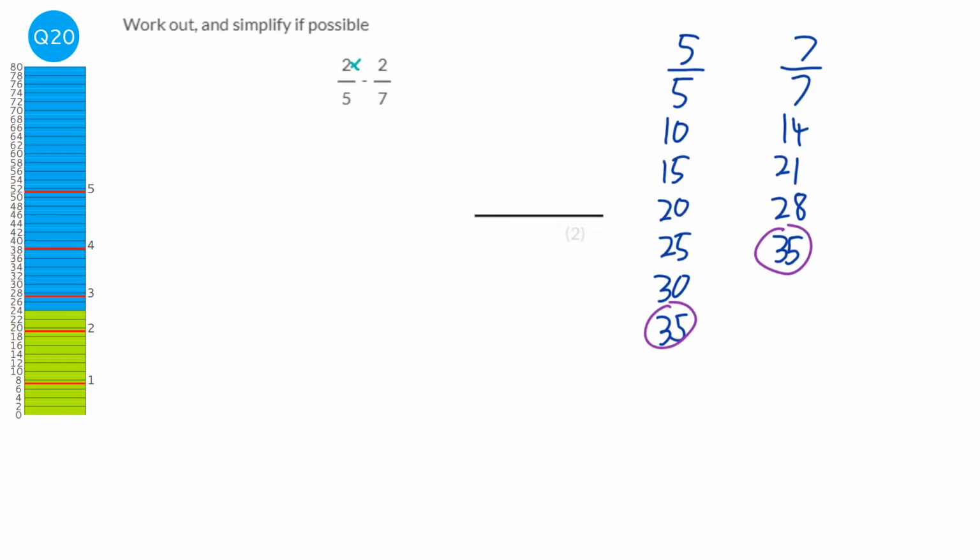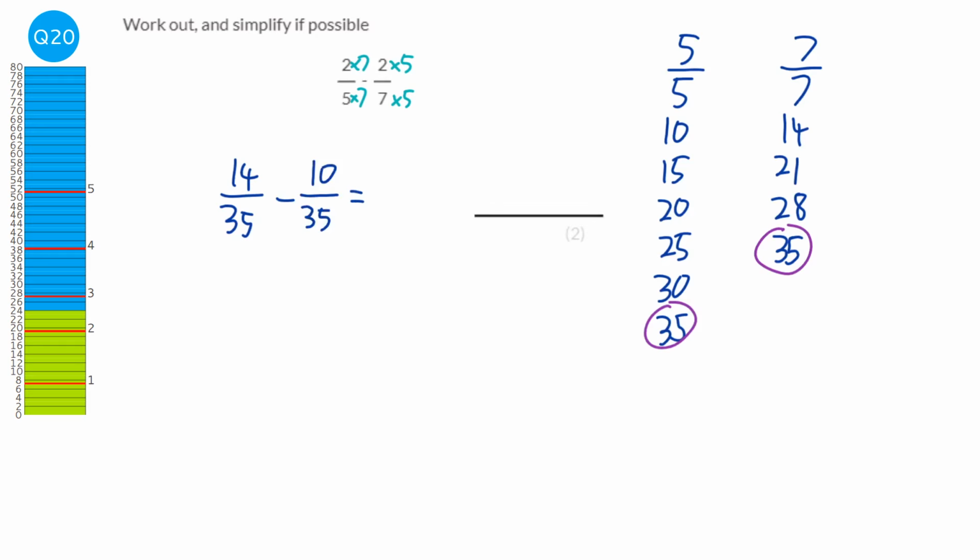So for this first one, it's going to be 7. So we're going to times top and bottom by 7. For the second one, it's going to be 5. So 2 times 7 is 14, and then the bottom will be 35, the denominator. And then 2 times 5 is 10, and the denominator will be 35.